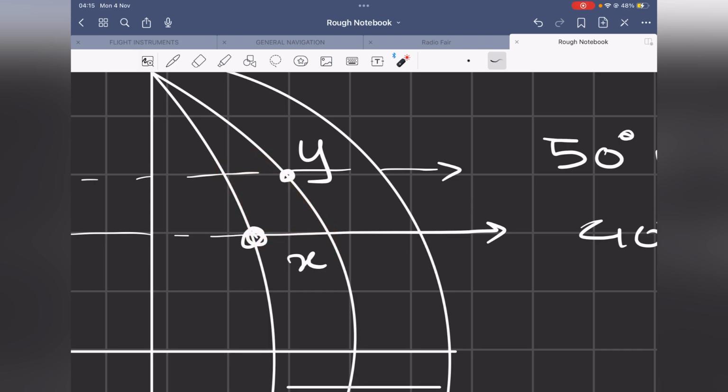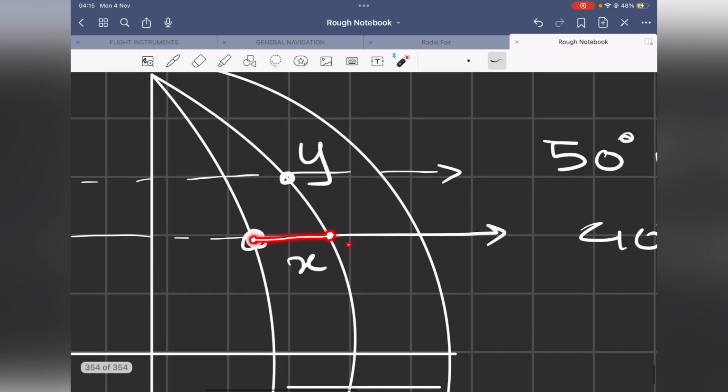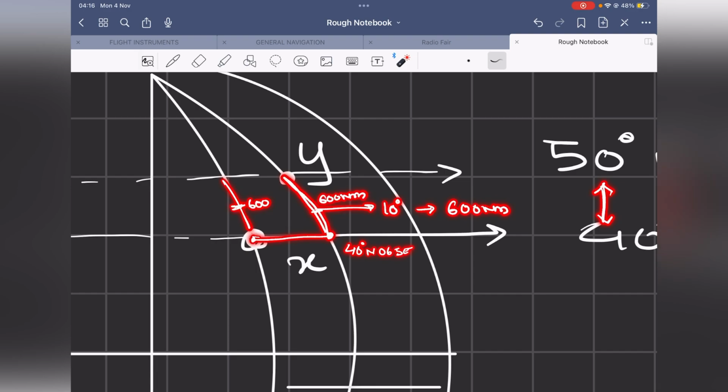So let's get down to calculating these things. One method is to calculate the departure from A to this point, because the coordinates are going to be 40 degrees north, 065 east. Then calculate this difference of 10 degrees here, 50 to 40. Each degree is 60 nautical miles, so this is 600 nautical miles. Both of these vertical legs are going to be 600 nautical miles. We just try to find out these horizontal legs.